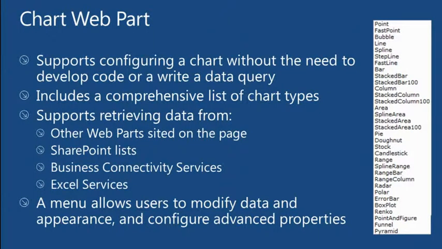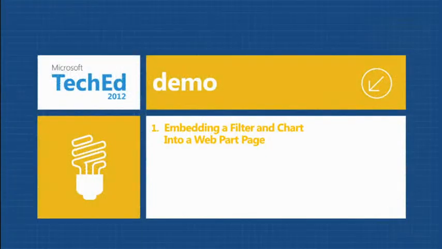I do frown when I see the volume of data in these lists growing and growing, because it's really not there to support tens and tens of thousands of items. While it can, you'll then discover you run into performance issues. All right, first demonstration. Let's take a look at the chart web part.